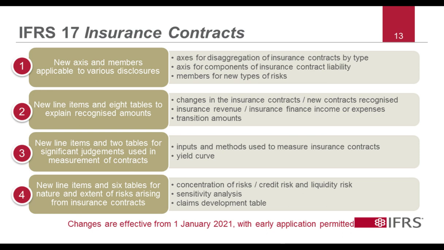The third box is trying to highlight the new line items and tables introduced to provide information about significant judgments used in the measurement of insurance contracts. And then finally, the last set of changes introduced were new line items and 6 tables to provide information about the risks arising from insurance contracts.